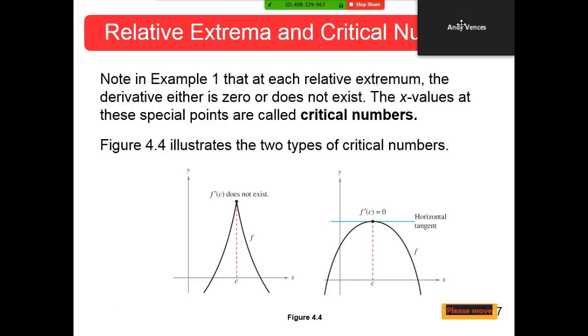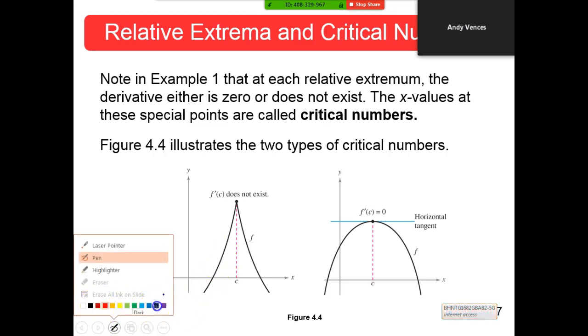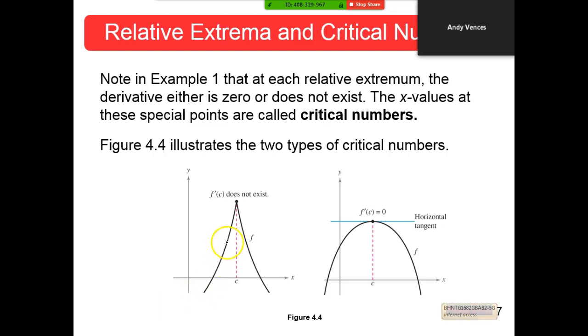Now, this figure on the screen, on page 208 in the text, shows 2 examples of this. In the first one, where you have a cusp, the first derivative doesn't exist. The first derivative is going to be infinitely large coming from this side, but infinitely negative going the other way. So certainly the derivative does not exist at the point C. f prime of C does not exist.